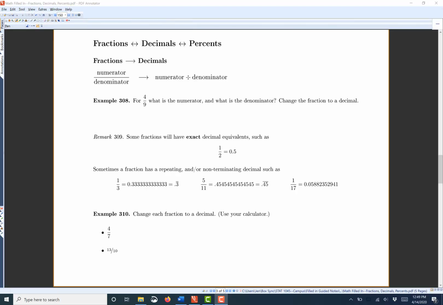Let's talk about how to change fractions to decimals, to percents, and back again. So first, how do we change fractions to decimals?